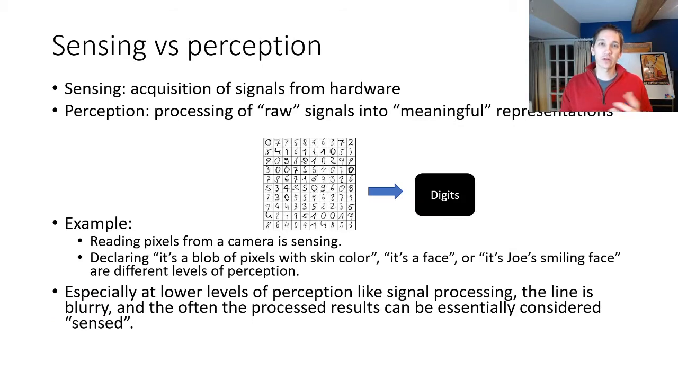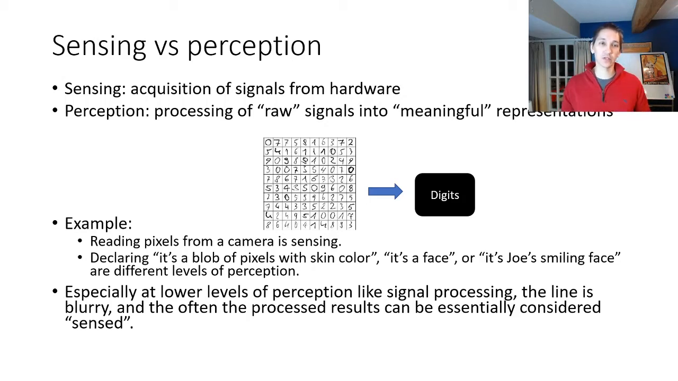Now, there's a bit of a subtle point here. I've used the words sensing and perception, and at first glance they seem somewhat like synonyms. In this class, we're going to distinguish sensing versus perception as follows. Sensing is the act of acquisition of signals from hardware, essentially the way in which the signals are actually generated.